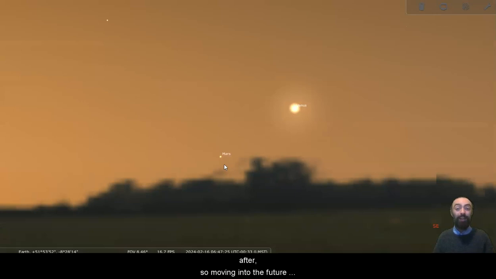Here we can see Mars just starting to appear early in the morning later this month. So moving into the future, Mars will be there.